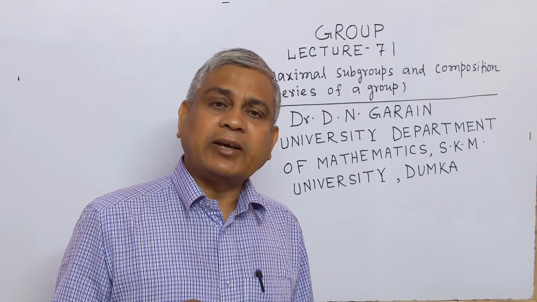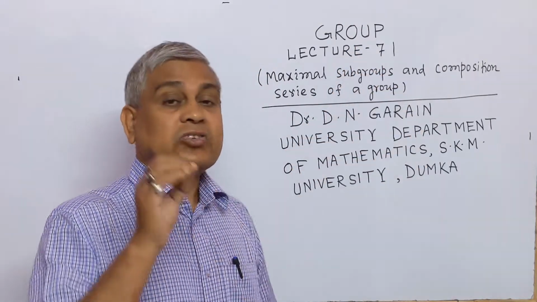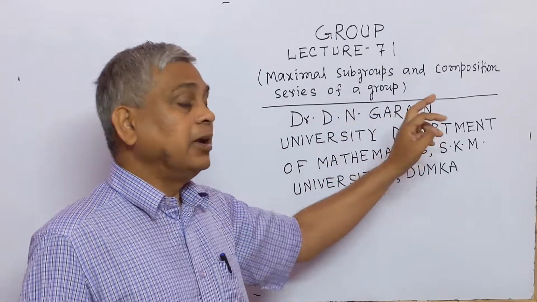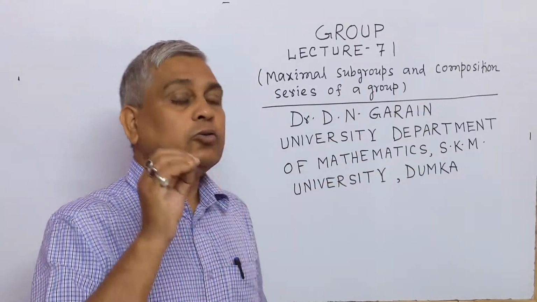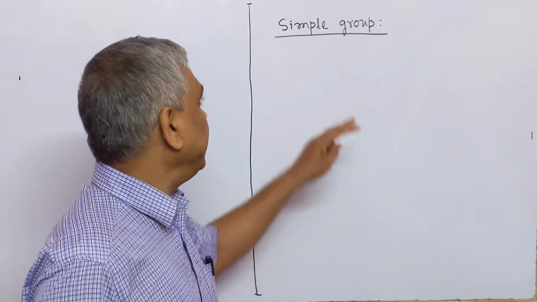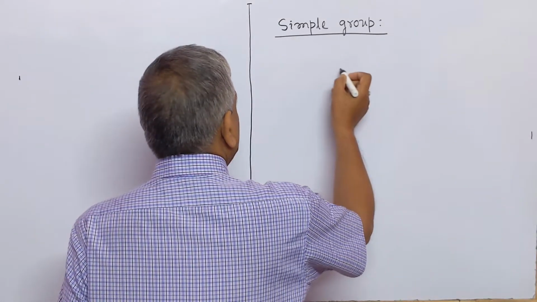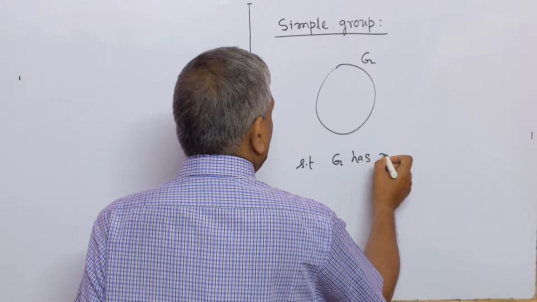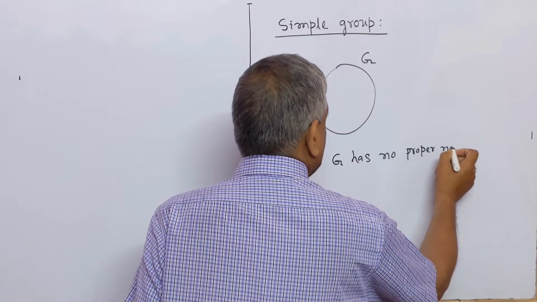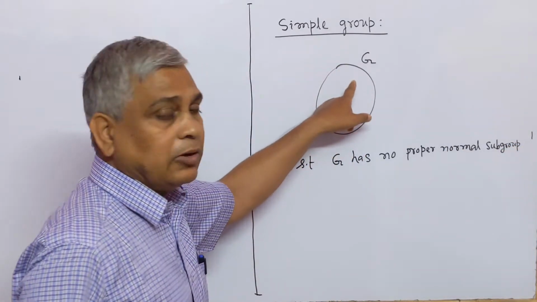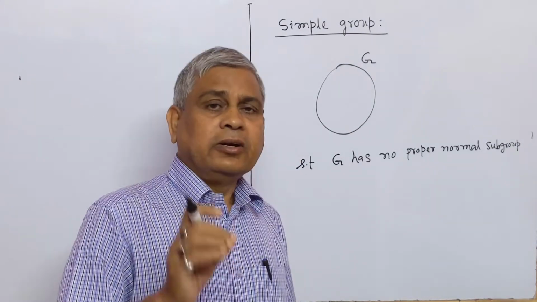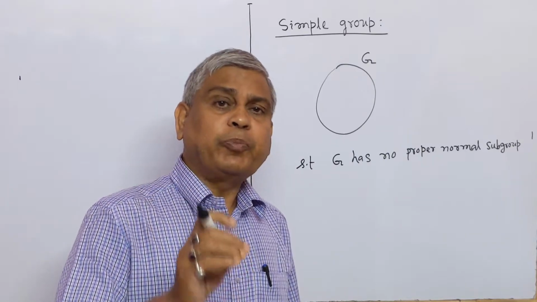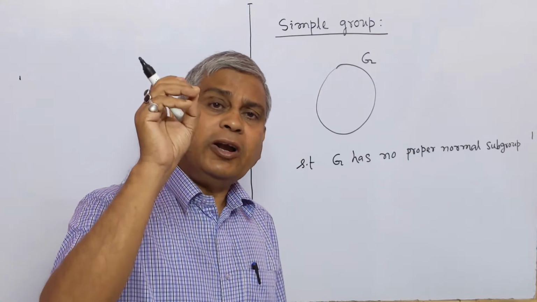Today, I will deliver lecture on group lecture number 71, in which I will discuss on maximal subgroups and composition series of a group. Firstly, I would like to give you the idea of a simple group. Let G be a group such that G has no proper normal subgroup. Then the group G is called a simple group. If the order of the group is a prime number, then the group has no proper subgroup, and that group is called a simple group.